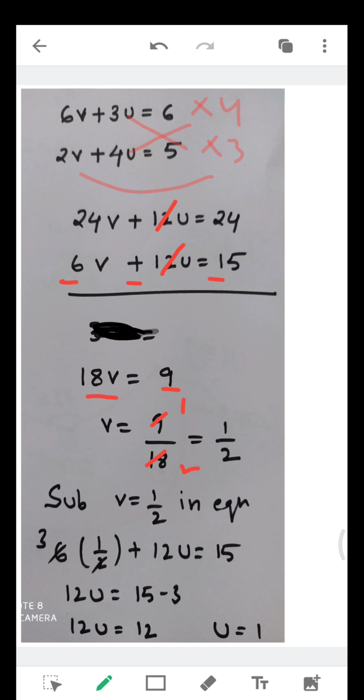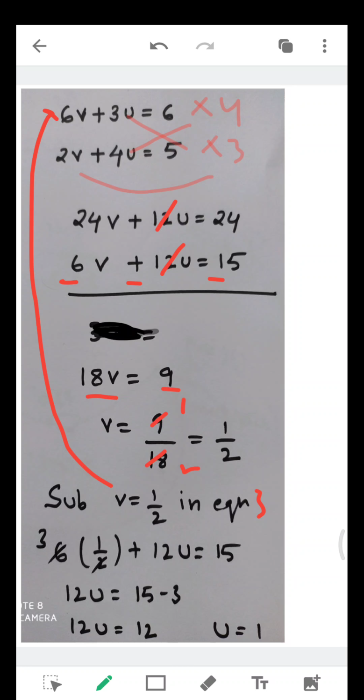Substitute this v is equal to 1 by 2 in any one of the equations. I am substituting in equation number 1, I'll say equation number 3. 6v is what? 1 by 2, and cancels, 2 3 times, and 12u is equal to 15 minus 3, that is u is equals to 1. So finally we have got u is equals to 1 and v is equals to 1 by 2.